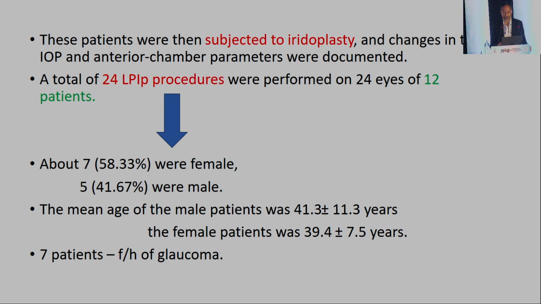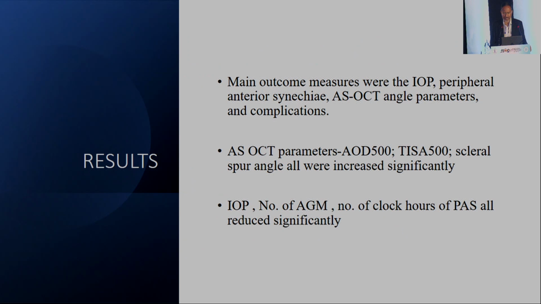We documented the IOP and anterior chamber parameters. Twenty-five patients underwent iridoplasty procedures, with equal distribution of male and female, the age between 40 and 69 age group, and 7 patients had a family history of glaucoma. The main outcome measures were IOP, peripheral anterior synechiae, and AS-OCT parameters. We did AS-OCT for AOD500, TISA, and scleral spur angle, and the number of medications post-op.